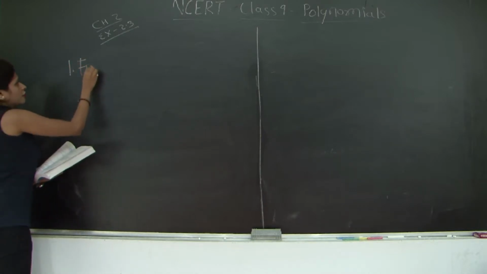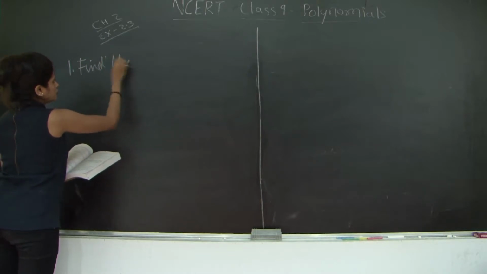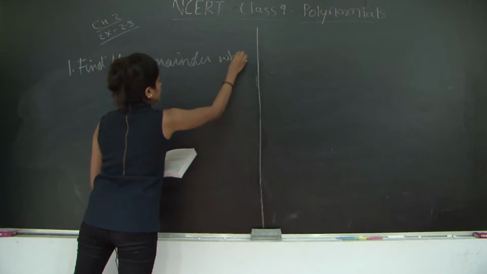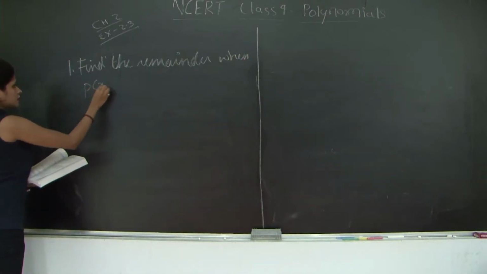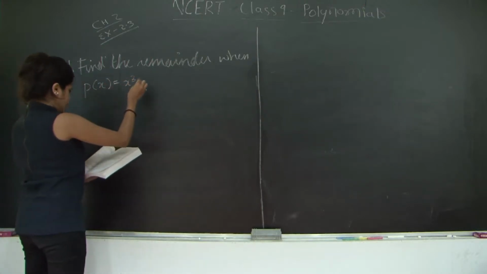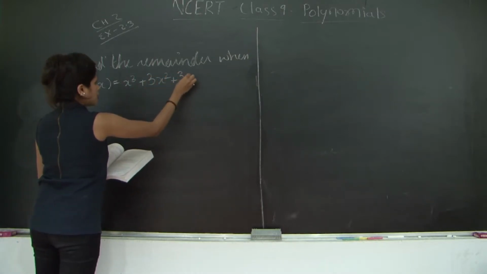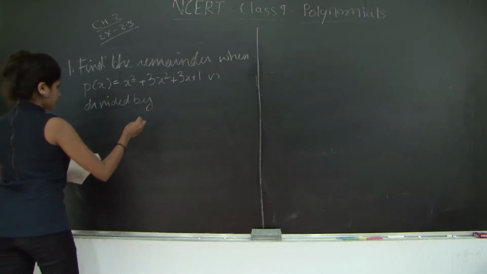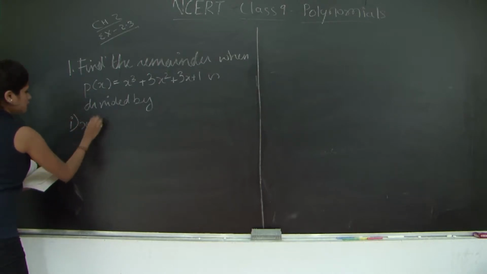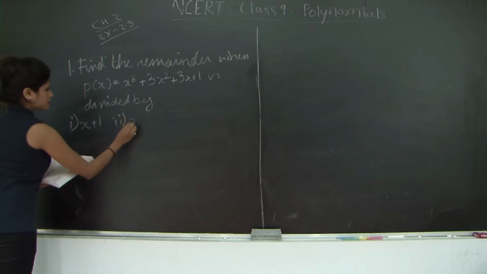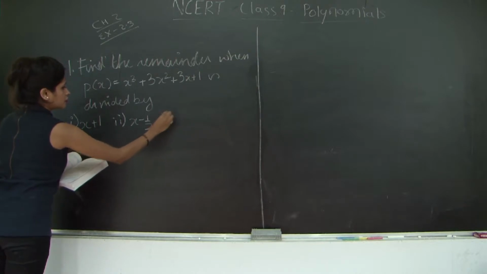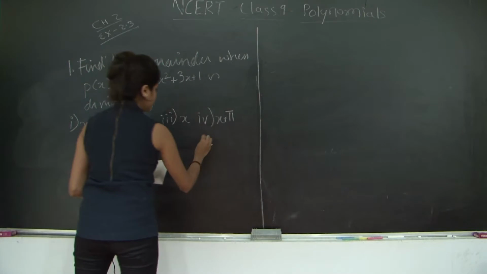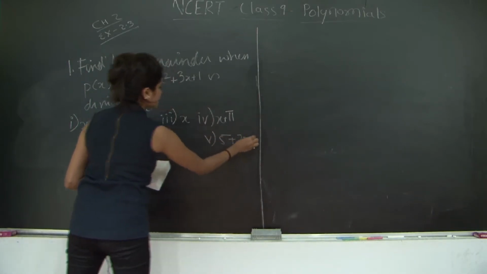It says, find the remainder when a polynomial p(x) given by x cube plus 3x square plus 3x plus 1 is divided by 1, x plus 1, 2, x minus half, 3, x, 4, x plus pi, and finally 5, plus 2x, right.